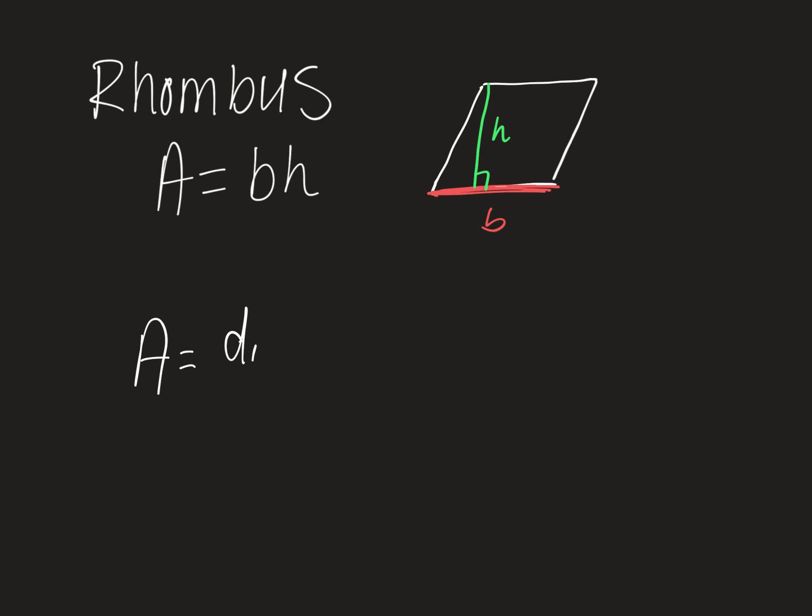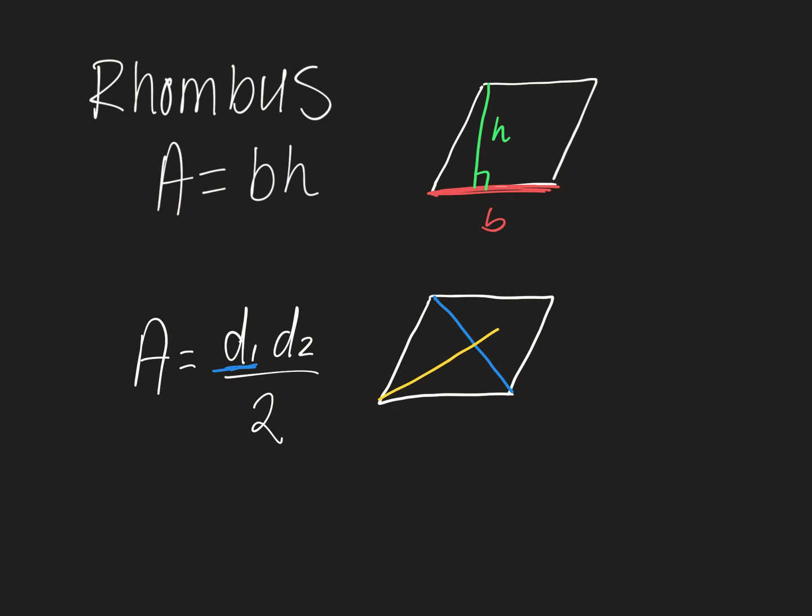It also can be diagonal 1 times diagonal 2 over 2, just like it was for the kite. So again, it depends on what information you have in your picture. So diagonal 1, diagonal 2. A lot of times for a rhombus, they're just going to give you that one is 4 and this one is 3. But remember, they bisect each other. So this would be 3 and this would be 4.